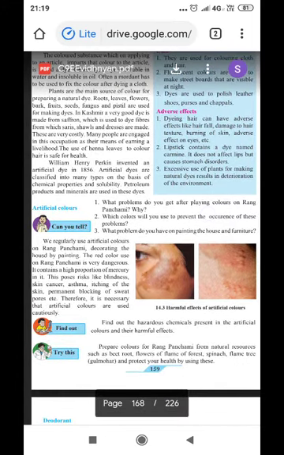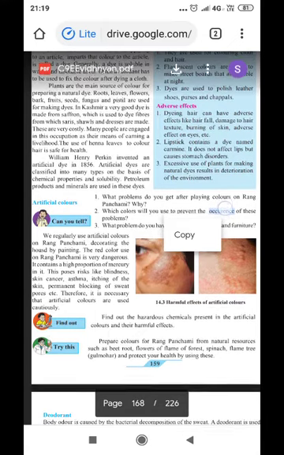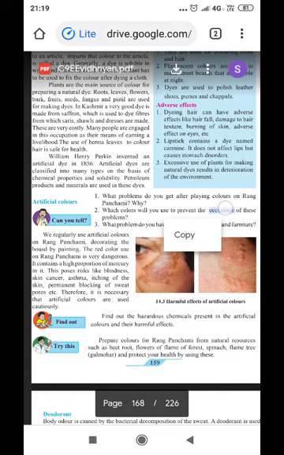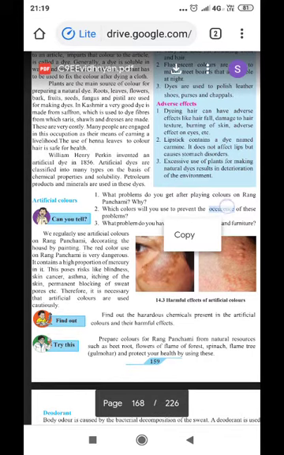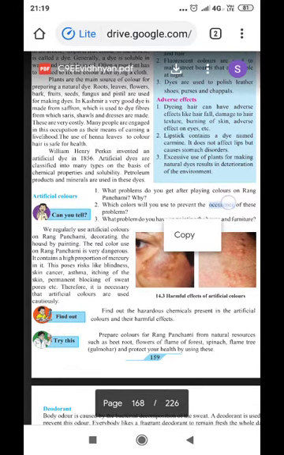Adverse effects. Dyeing hair can have adverse effects like hair fall, damage to hair texture, burning of skin, adverse effects on eyes, etc. Lipstick contains a dye named carmine. It does not affect the lips but causes stomach disorders. Excessive use of plants for making natural dyes results in deterioration of the environment.